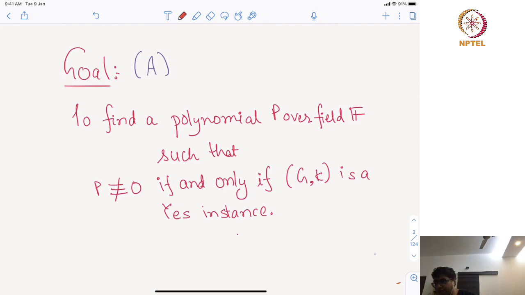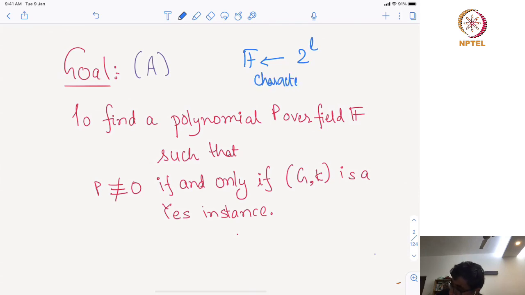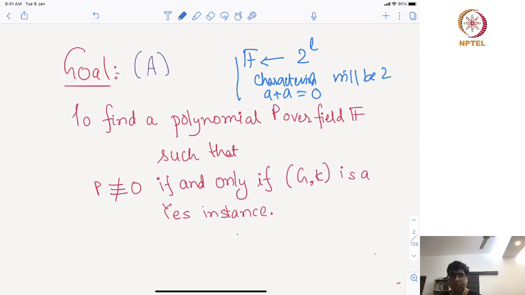So I want to find a polynomial P over a finite field F, and in fact, let me tell you straight that the finite field F that we will work with will be of size 2^L, and its characteristic will be 2, which means that you take any element a, plus a, and you add it to itself, it is going to evaluate to 0. So this is the kind of field we are going to talk about.